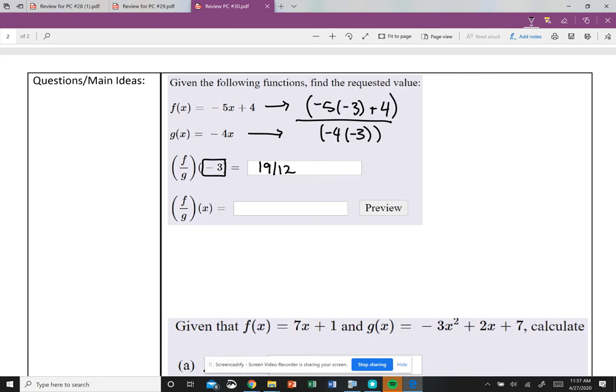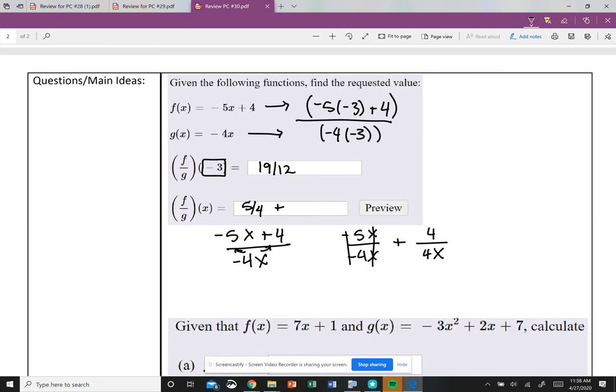All right, on this last one, we're going to do it out. So we've got -5x plus 4, and we're dividing by -4x. So we have to divide it between these two pieces. So we have -5x over -4x, and then we have plus 4 over 4x. So first thing I notice is a negative divided by negative is a positive. X divided by x is no x at all. So this just becomes 5/4.